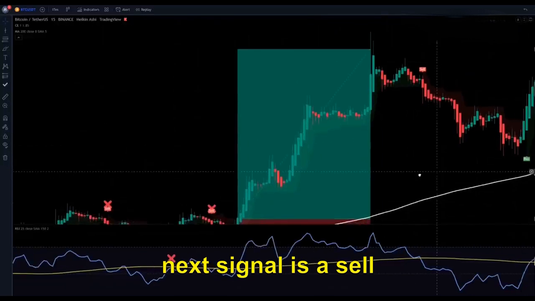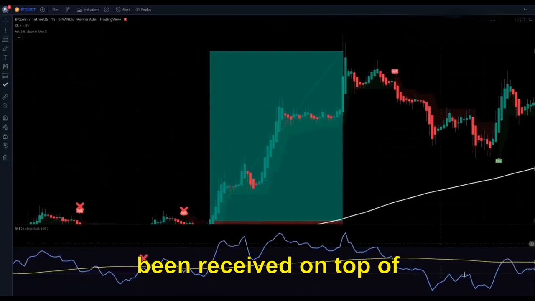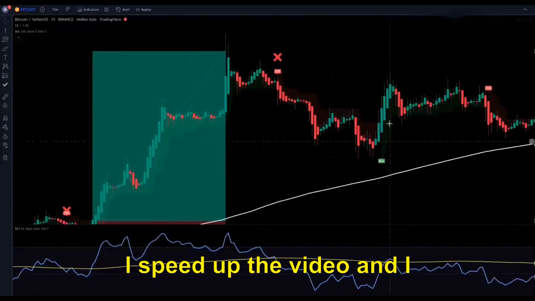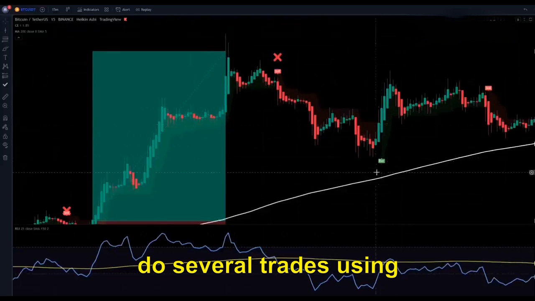The next signal is a sell one, but this signal has been received on top of the moving 200 line, so it is now valid. I speed up the video and I do several trades using this strategy.